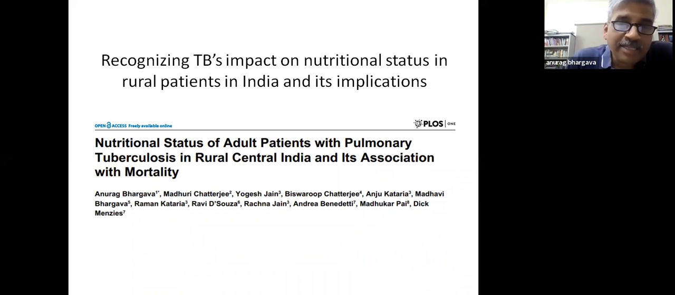Nutritional wasting has always been associated with tuberculosis. So it was surprising to us to find in our work in rural India that there was not much data on what the nutritional status of patients was at diagnosis and after treatment, and what its impact was on TB mortality. So this was a paper of nearly 1,700 patients, about 5 years of data, conducted in rural India.